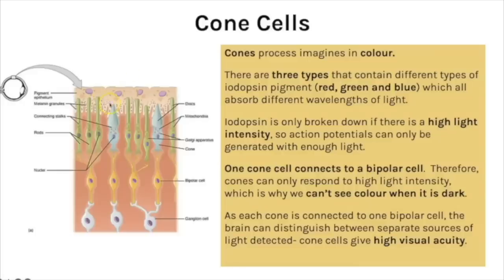So because only one cone cell is connected to one sensory neuron, that means the brain can distinguish where the separate source of light was detected, and therefore you have a lot more clarity and precision in your colour vision.